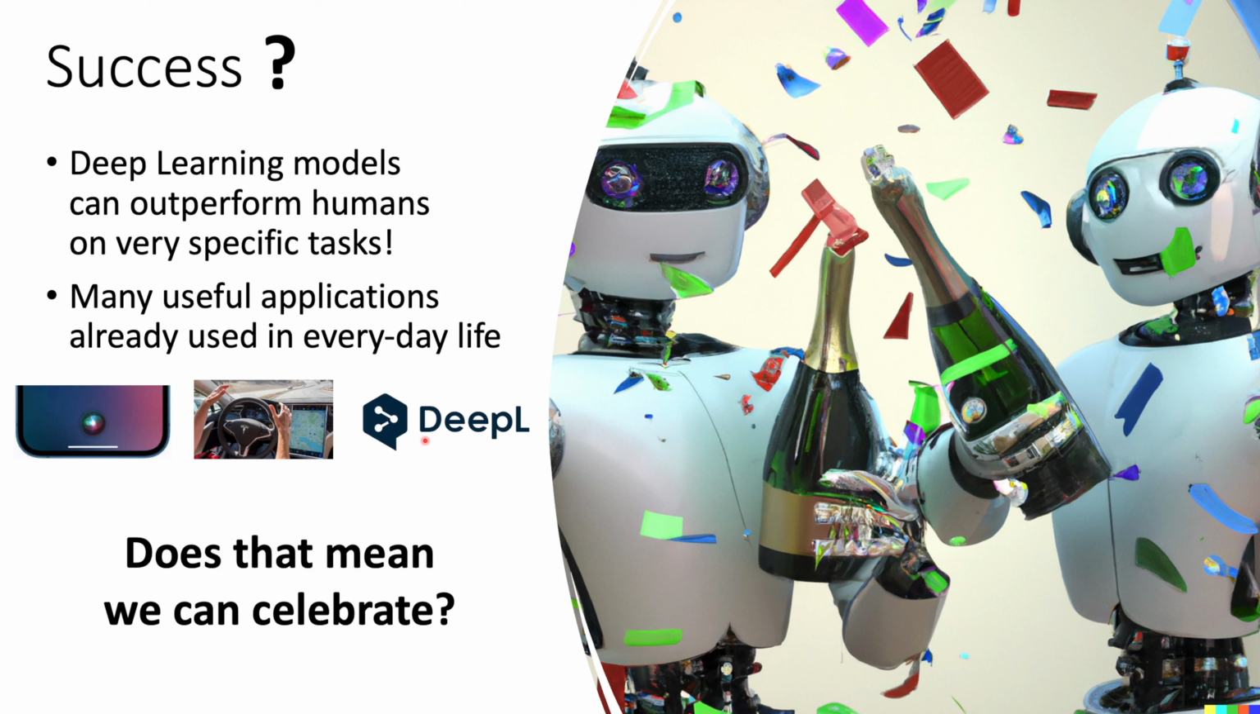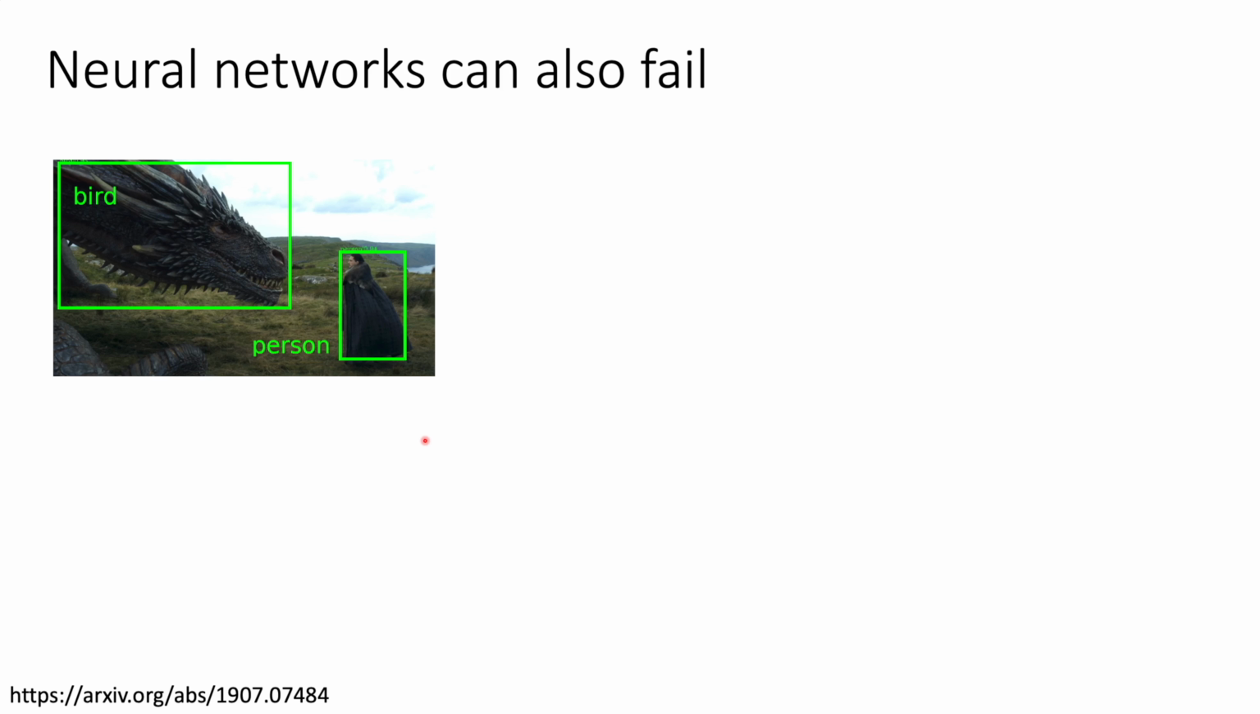But I would put a question mark there because I'm not sure it's really at that point yet, because there are still a lot of failure points for even the state-of-the-art neural networks. So here you see one example where we try to identify the objects in this image. And here it sees the dragon and identifies it as a bird. The person in the image is correctly identified, but the dragon is wrongly identified as a bird.